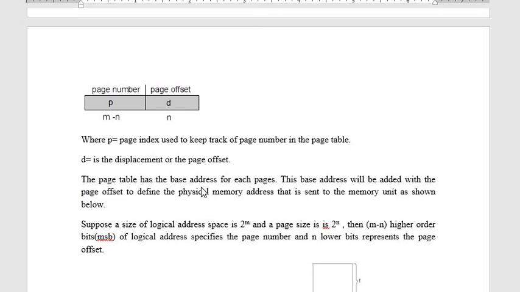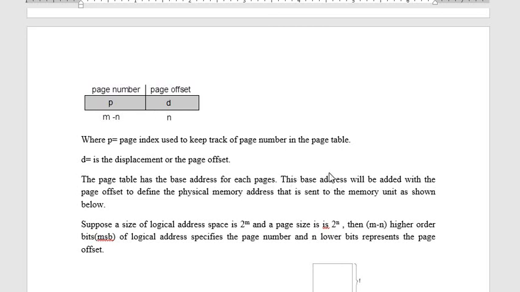The page table has a base address for each page. So the page table holds the page number, which maps to the base address of each page. This base address will be added to the offset. The base address is where exactly the page is present in the frame. The frame number is the base address of each page.